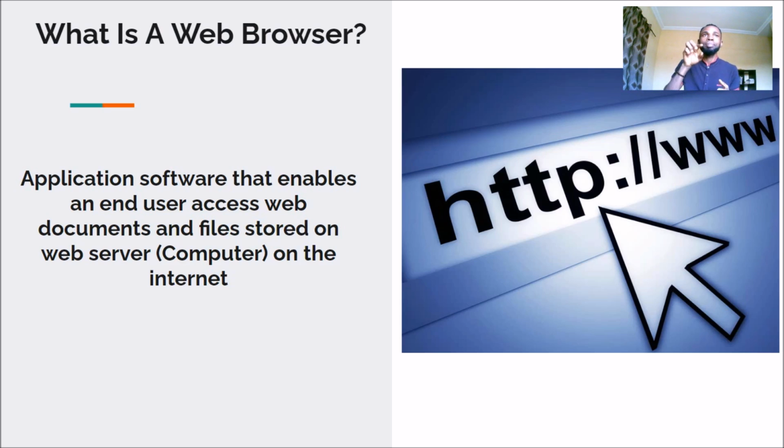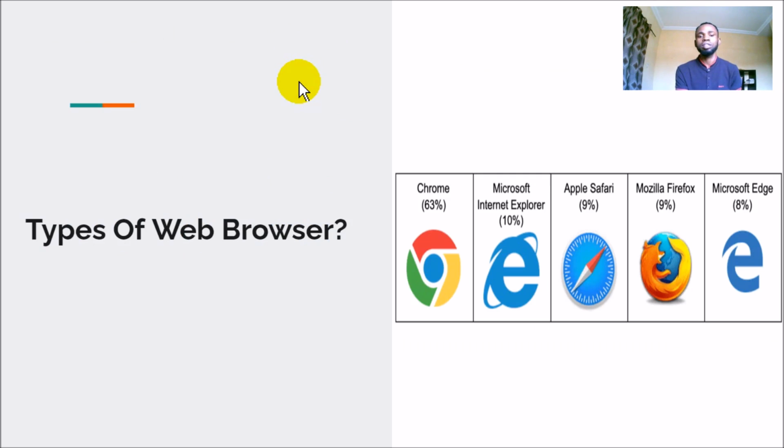The major characteristic of a web browser is that it has the ability to communicate with computers on the internet. That is the major characteristic of a web browser. There are also other web browsers you can think of.